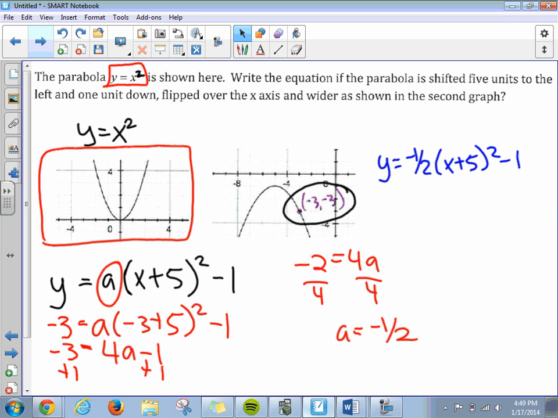All right. And a good way to check that is we should be able to plug in all the points we see on that graph and get them, and what we plug in should come out correct. If it doesn't, we have a problem, and we might need to go back and check.